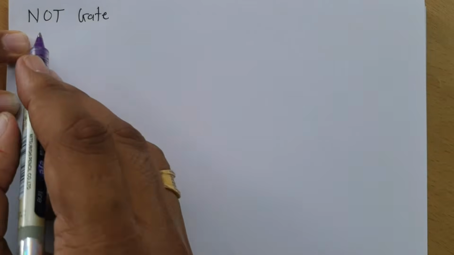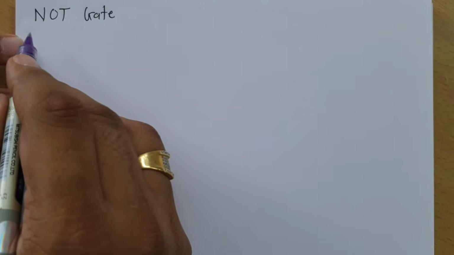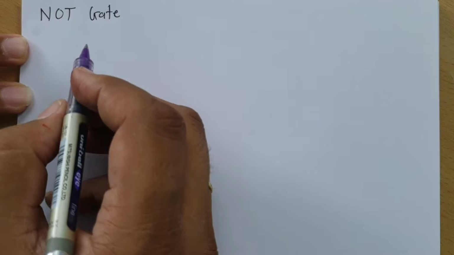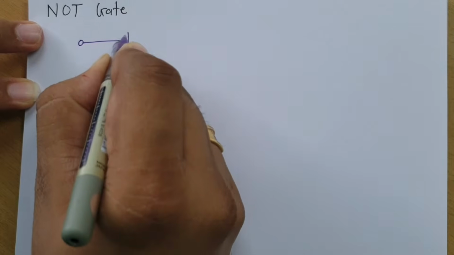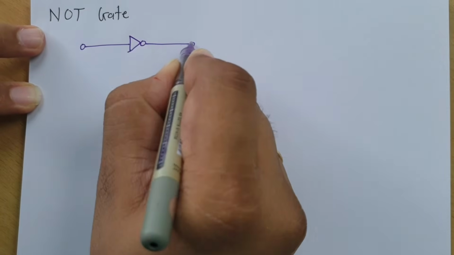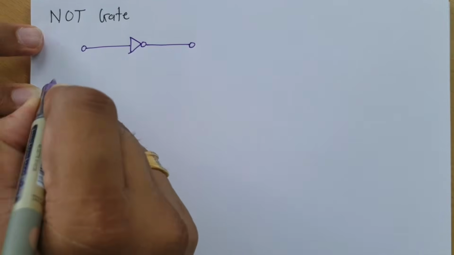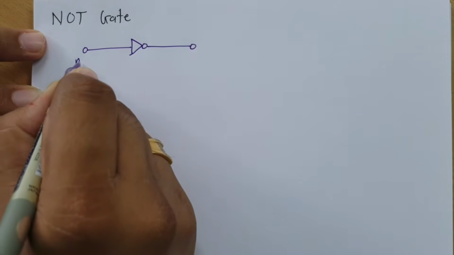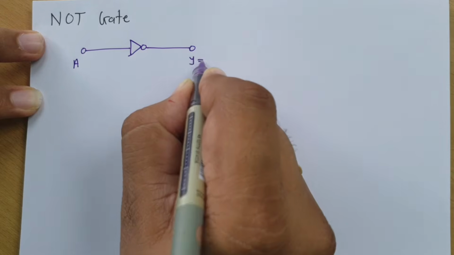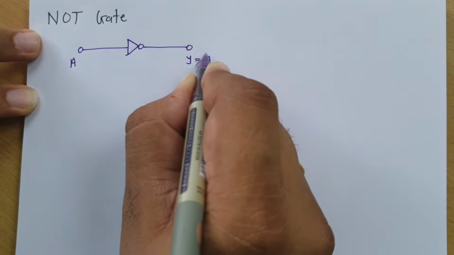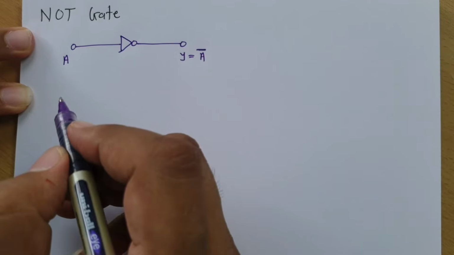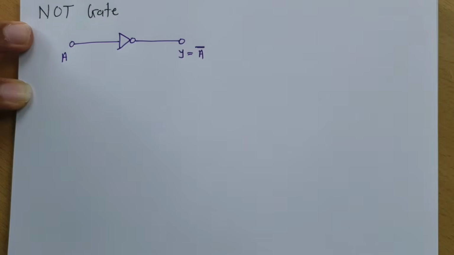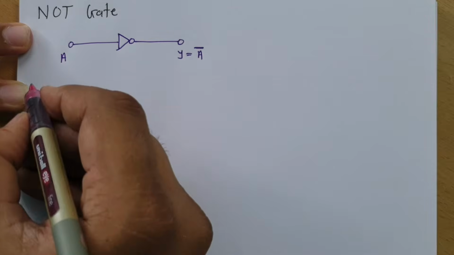I know all of you know what a NOT gate is, but I'll quickly rewind those things. See, the NOT gate symbol is like this, where this bubble indicates the symbol of a NOT gate. If my input is A, then my output Y will be the invert of A, that is A bar. This is the basic symbol of a NOT gate. If you observe its working, the output will be the invert of the input.